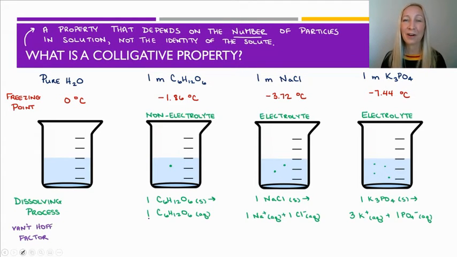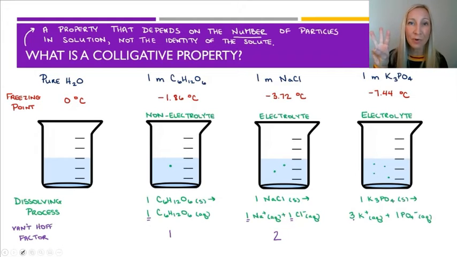So let's go through the Van Hoff factor of each of these solutions. Now, the glucose solution. Remember, 1 mole of solid glucose that dissolves will create 1 mole of aqueous glucose. So the Van Hoff factor for that glucose solution is 1. The sodium chloride, 1 mole of sodium chloride that dissolves will actually create 1 mole of sodium ions and 1 mole of chloride ions, giving us a Van Hoff factor of 2. The last one is the potassium phosphate. 1 mole of potassium phosphate that dissolves will actually create 3 moles of potassium ions and 1 mole of phosphate ions, giving us a Van Hoff factor of 4.